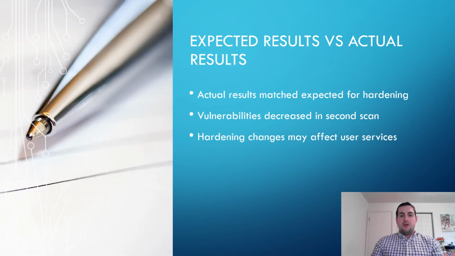So, my expected results versus actual results. Well, my actual results match what I expected when I was performing this hardening. A lot of those vulnerabilities disappeared in our next scan. The only issue I see with this is I messed with some of the firewall settings, and these could affect user services. So this would be something that would have to be tested, to make sure I'm not disrupting any actual users, just to protect the network. But as of right now, vulnerability-wise, we did secure the system.